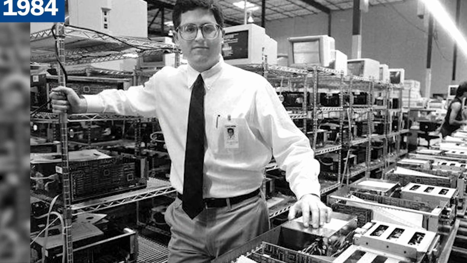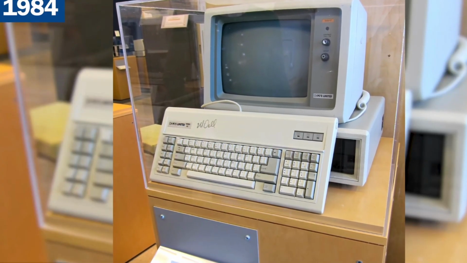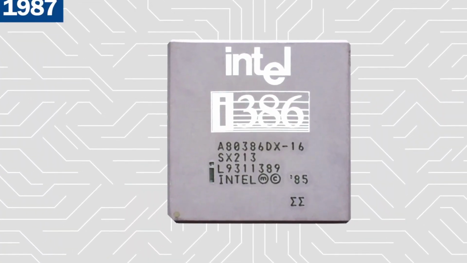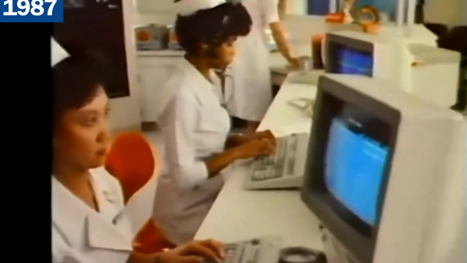In 1984, Michael Dell founded PCs Limited and developed the Turbo PC, marking the beginning of Dell's prominence in the computer industry. In 1987, IBM released the Personal System/2, PS/2, featuring the Intel 80386 chip, which allowed the use of a mouse for IBM computers.